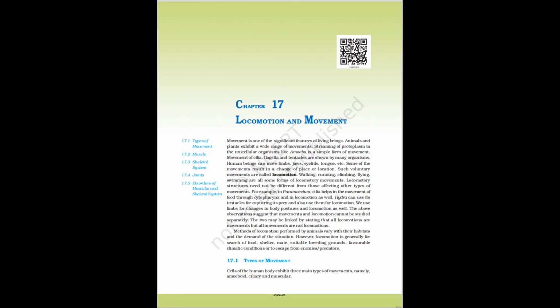17.5 Disorders of muscular and skeletal system. Myasthenia gravis, an autoimmune disorder affecting the neuromuscular junction leading to fatigue, weakening and paralysis of skeletal muscle. Muscular dystrophy, progressive degeneration of skeletal muscle mostly due to genetic disorder. Tetany, rapid spasms, wild contractions, in muscle due to low Ca++ in body fluid. Arthritis, inflammation of joints.